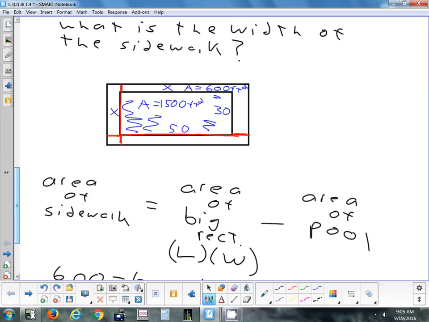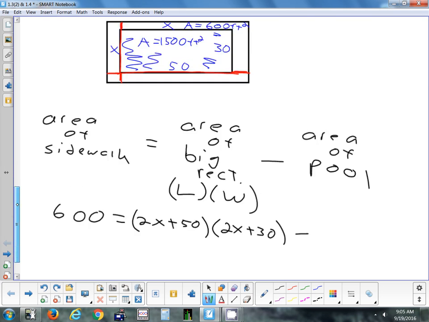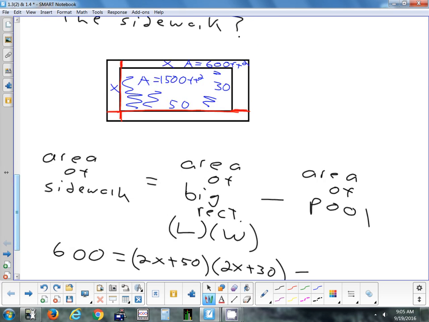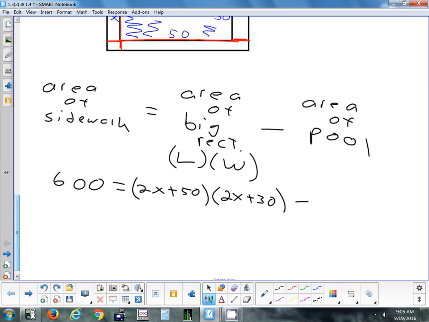John, what's the area of the pool? 1,500. We had that earlier by doing 50 times 30. Okay, so now we solve that equation, and then we have our answer.